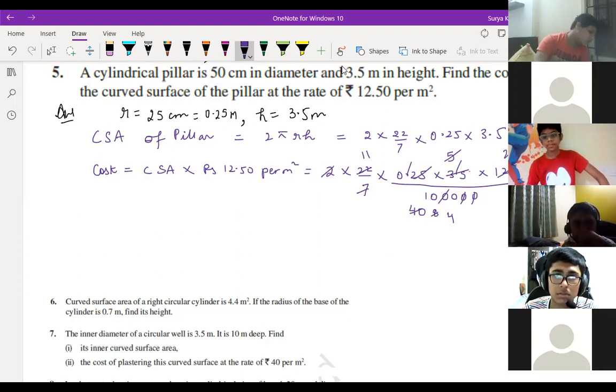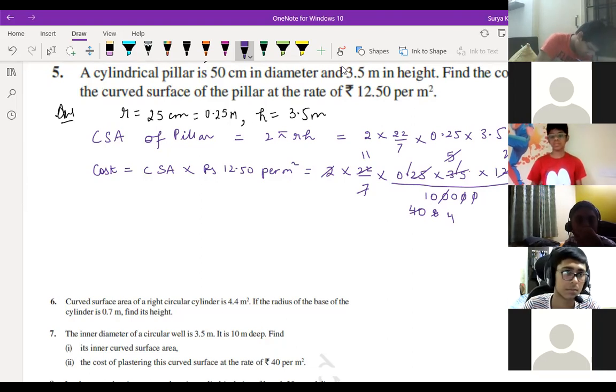Okay, this is the answer given at the back, children. Just check once. The cost of painting is 68.75 only, or some different answer is given. Check once, Sahil. Check once.